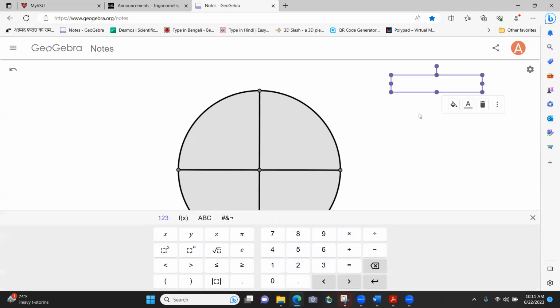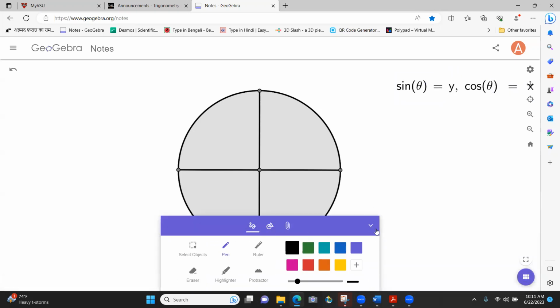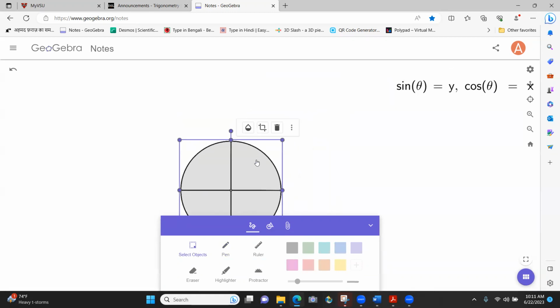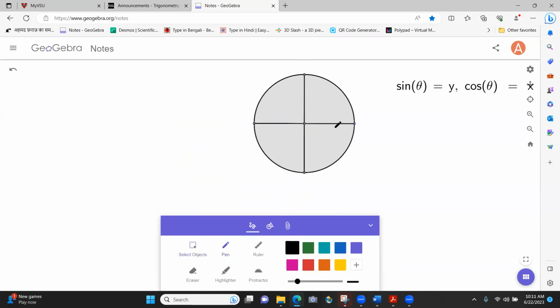Let's write it down somewhere. Sine theta is the Y coordinate, and cosine theta is the X coordinate. All right. Now, if you go like this, I need something this big. All right. So if you go like this, theta is positive. If you go like this, the opposite way, the same angle, theta is going to be negative.